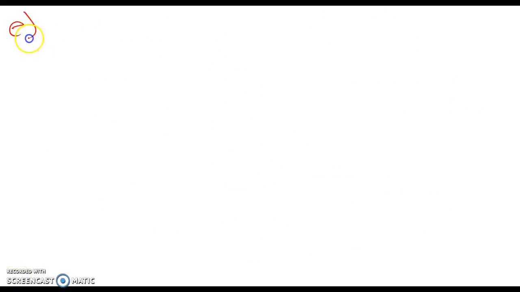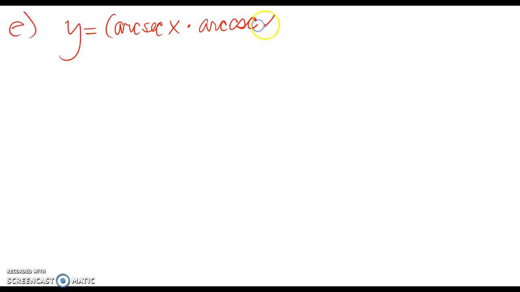This one, I'll call it E. Y equals arc secant x times arc cosecant x. Woo! So let's see. Y prime. This is a product rule. F prime g plus f g prime.